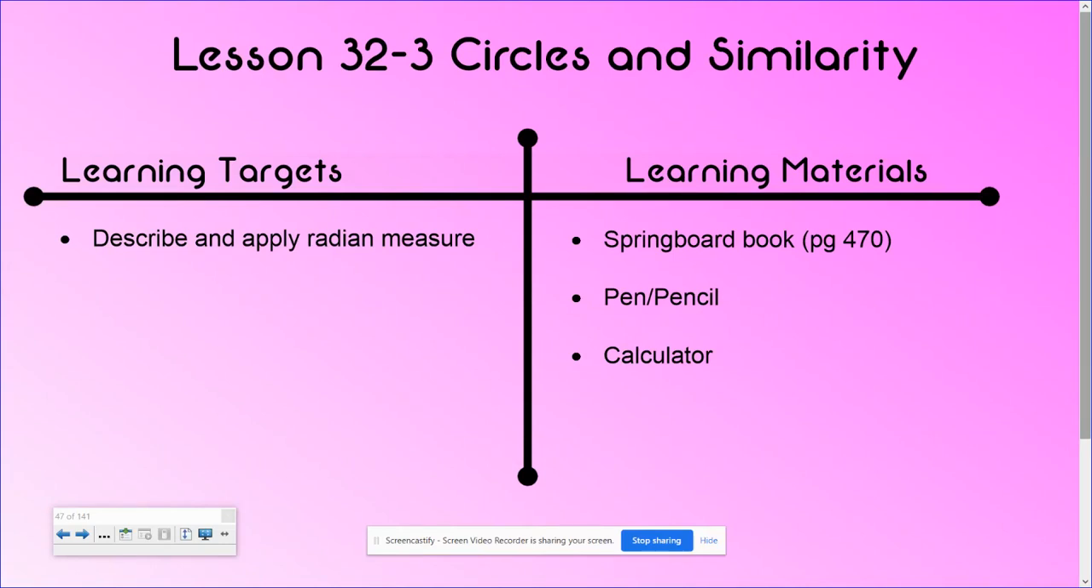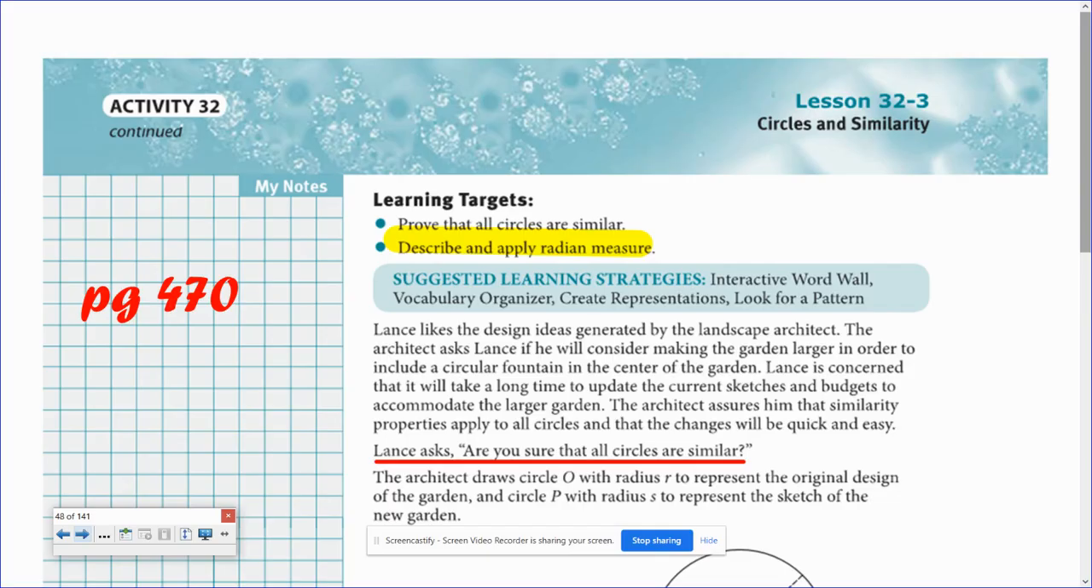Our last lesson in activity 32 is going to talk about circles and similarity. So what we're going to be doing today is describing and applying what is called a radian measure. I'm going to start us off in our Springboard book, page 470. Make sure you have something to write with, and you probably are going to want a calculator for today's notes.